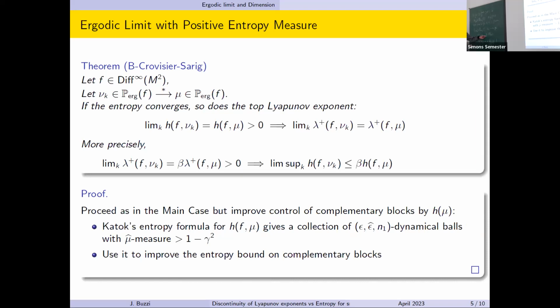I don't know how to make this construction so that mu is a measure of maximal entropy, so I could not say that the sharpness holds for the main case of the theorem. But if you take an ergodic measure with positive entropy, you cannot say more than that the loss for the entropy is bigger proportionally than the loss for the exponent.